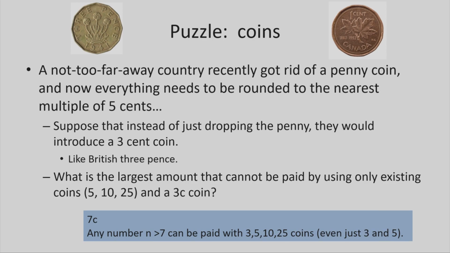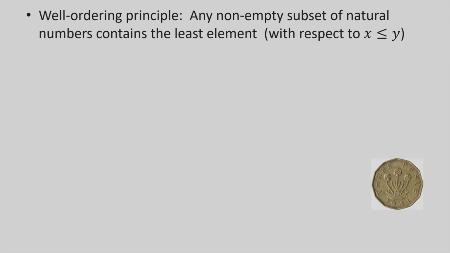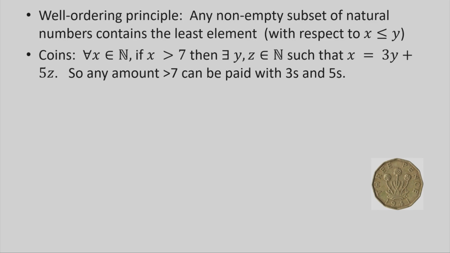So here is the well-ordering principle that we are going to use. Any non-empty subset of natural numbers contains the least element with respect to the less than or equal relation. And here's what we are trying to prove.